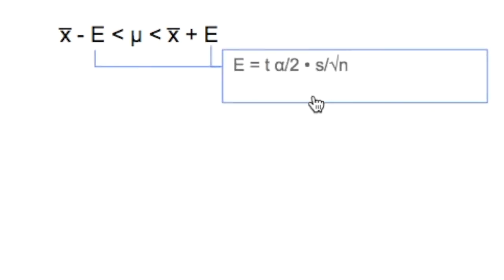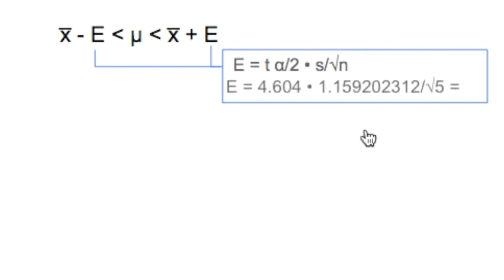Now, we have to find the E, also called the margin of error, in order to complete the equation. The E is equal to the t-score times s divided by the square root of n. So you just have to plug in the numbers and that should give you 2.39 hours as the margin of error. Finally, we have the necessary values to complete the equation for constructing the confidence interval.